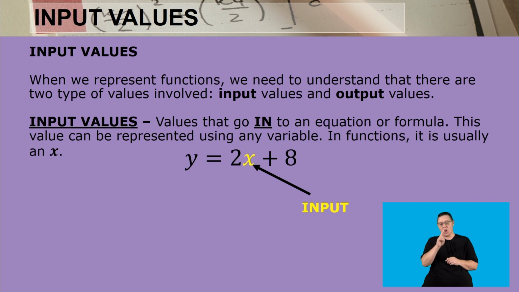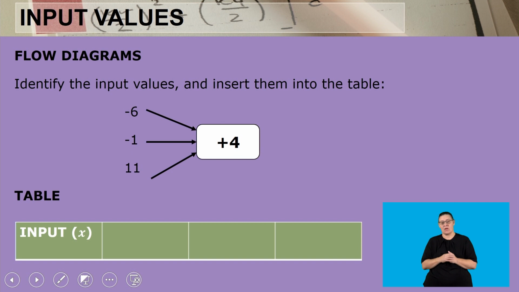So let's look at the equation that we have been given there. Y is equal to 2x plus 8. Now that x is the input value, and you remember what an input value is? It is the value that goes in to an equation or a formula or a rule. So if it's the one that we insert, then that is an input value. Let's look at how we can see this using our flow diagram and our table. So we already know what a flow diagram looks like, right?